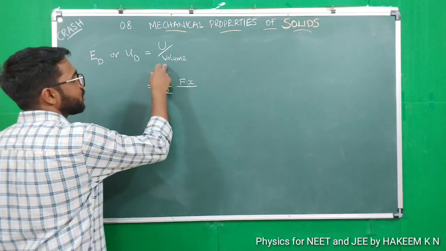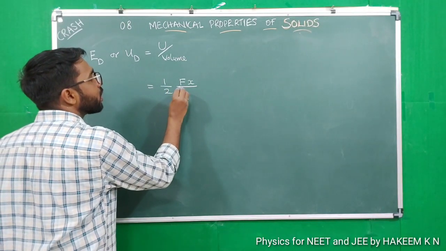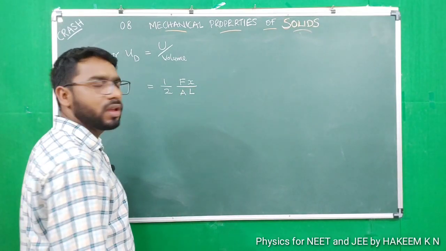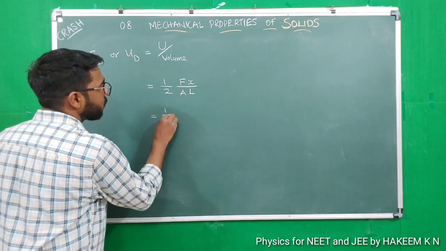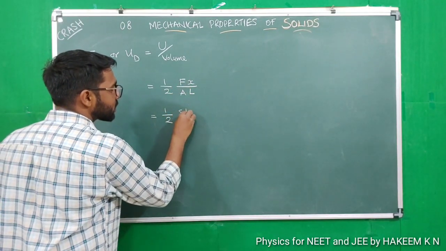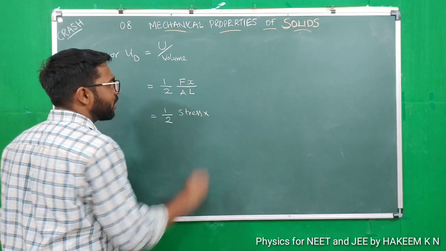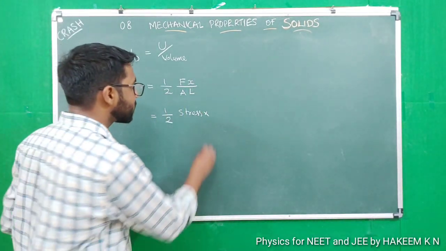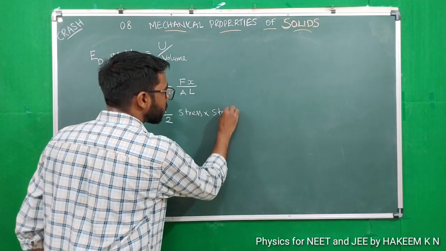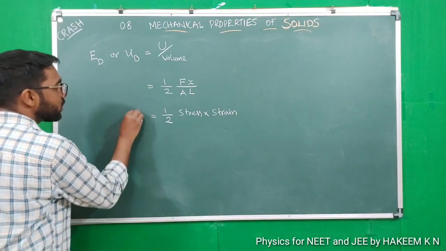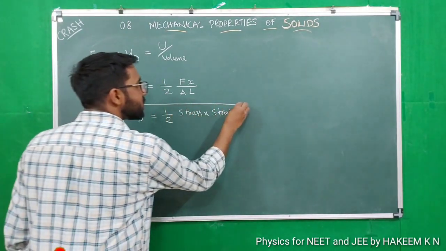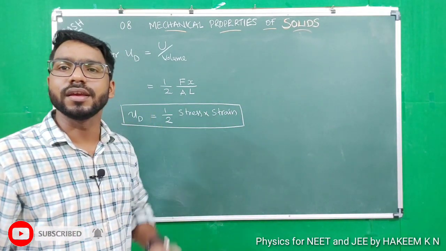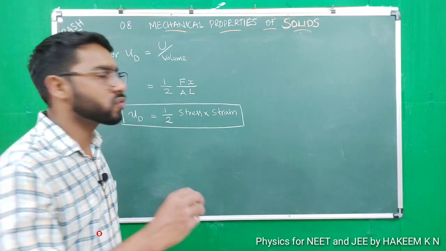Half fx. For volume, we can write area into length, L. Half into force by area is stress. And what is x? x is change in length. Change in length by original length is strain. This is the energy density of the elastic material: half into stress into strain.